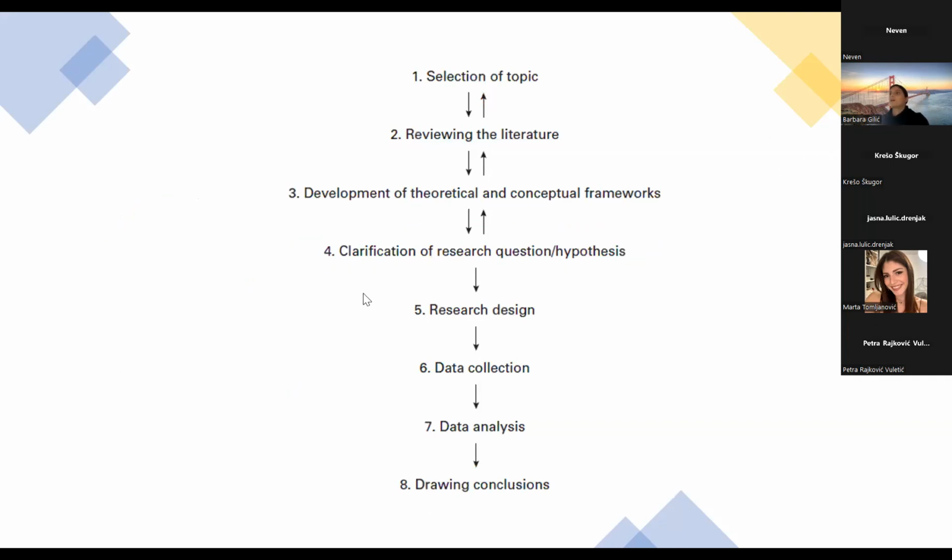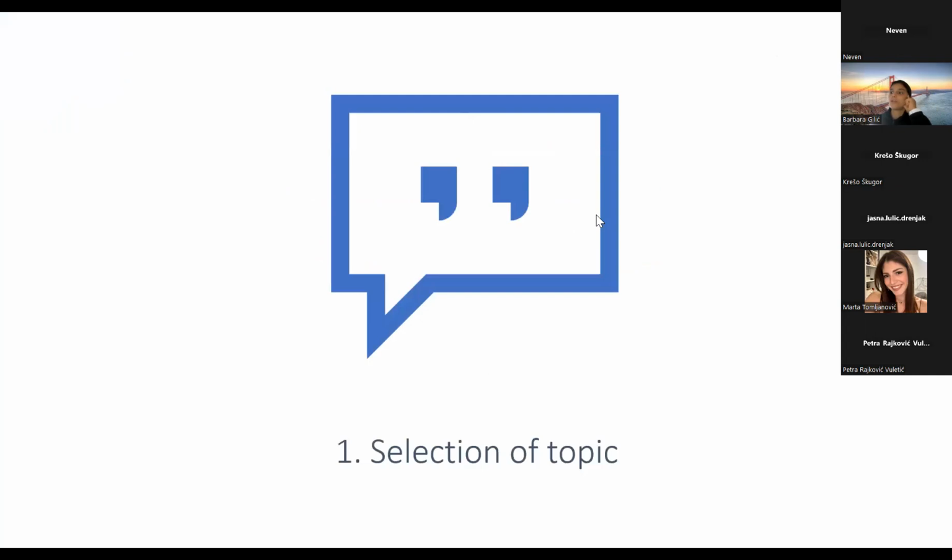So this is how it looks graphically, and it is important to note at this point that the fourth stage, the fourth element, is the clarification of research question, which is actually the base of your research, because all other stages that you are doing are actually conducted for answering and clarifying that research question. I will also talk about that in more detail later. So the first stage is the selection of your topic.